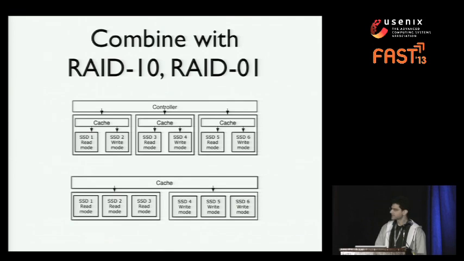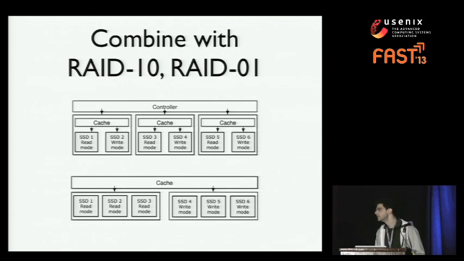Yeah. So that would be something like RAID 01, which is at the bottom, right? So on the left, we have three read drives. On the right, we have three write drives. Right, but that's still equal numbers. I'm wondering if it could be two and one, that kind of thing. Yeah, it's for discussion, I think.